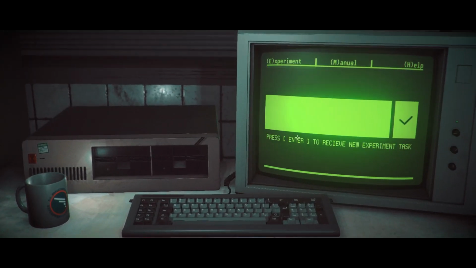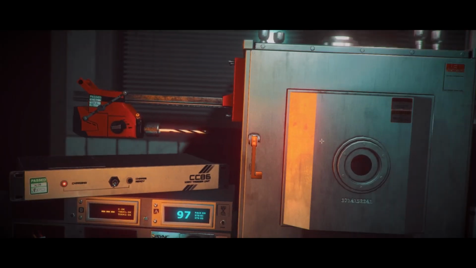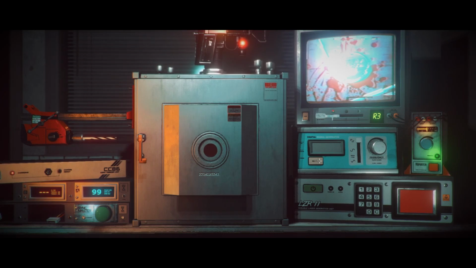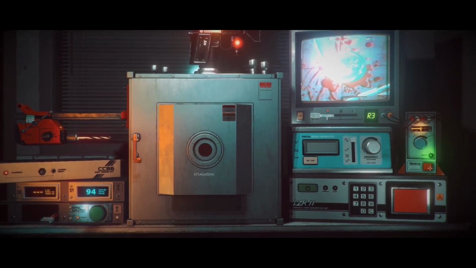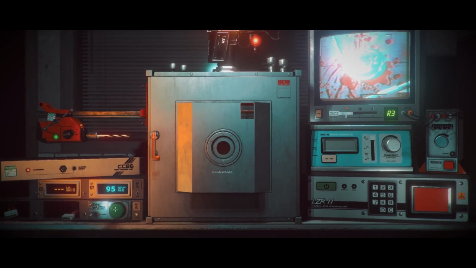How do you alleviate discomfort? You exploded the heart. It's gone. Proceed to drill the surface. Okay. Can I turn this off, I would assume, right? And then the amp as well. Just the drill? I guess so.